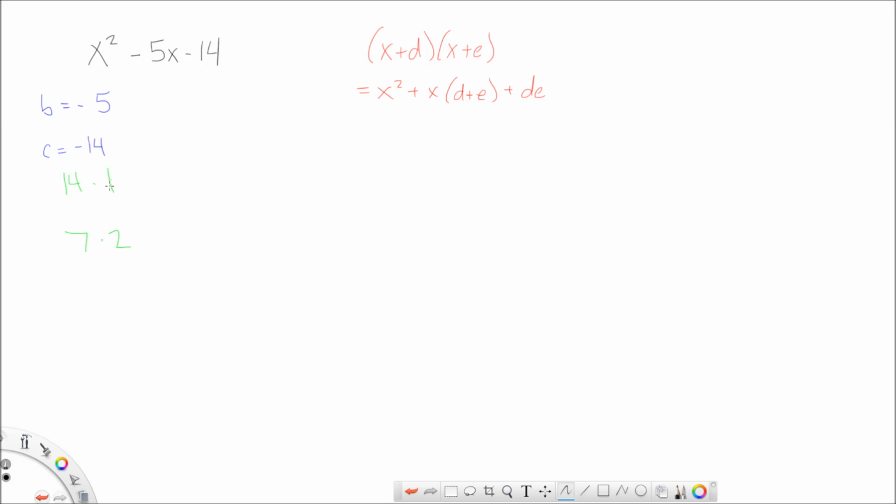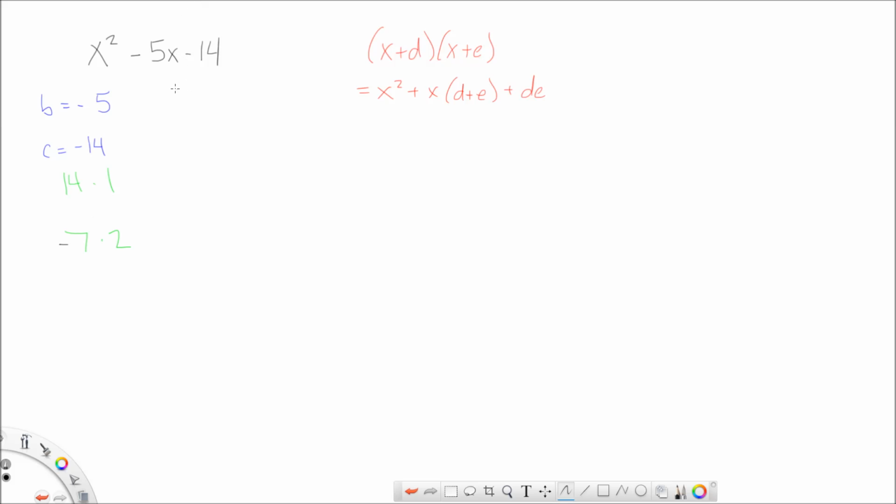So negative 14 and positive 1 add up to negative 13. That's not what we want. Positive 14, negative 1 is positive 13. That's not what we want. But now if we look at negative 7 and positive 2, those are going to add up to negative 5, which is exactly what we want, and they're also going to multiply to negative 14, which you want.